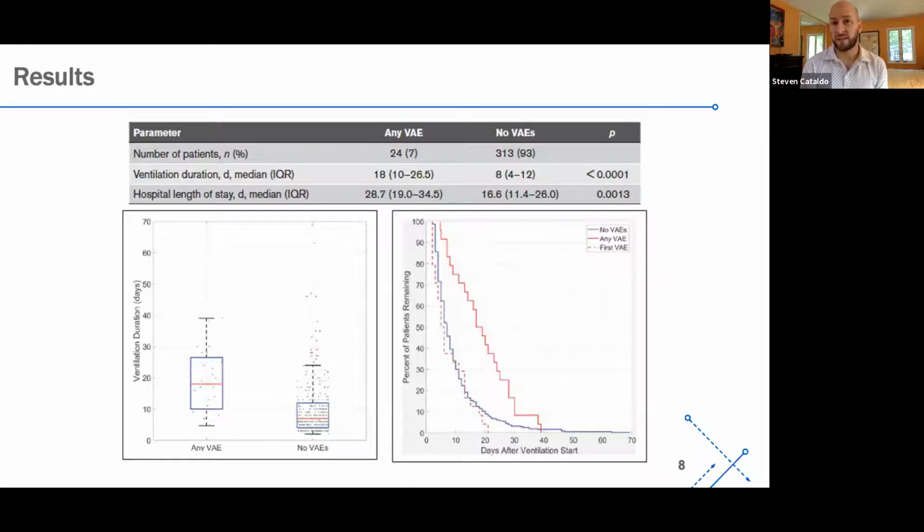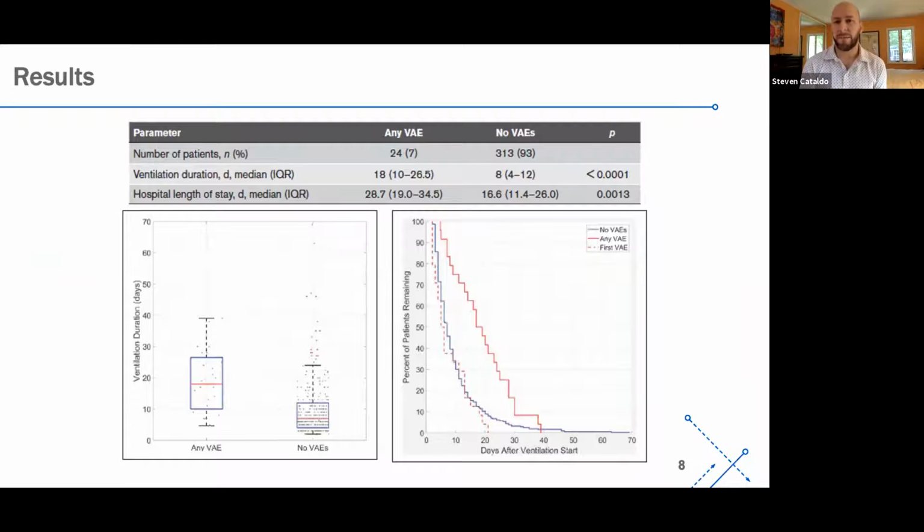And of course, their hospital length of stay was equally as significant, both statistically and clinically, which is almost 30 days, so basically a month versus half a month. So, what a huge difference having a VAE makes to ventilation duration, hospital length of stay, and ICU length of stay. And this is not surprising. So if there's such a big difference, why did we not see a difference in length of mechanical ventilation and length of hospital stay between the two groups?